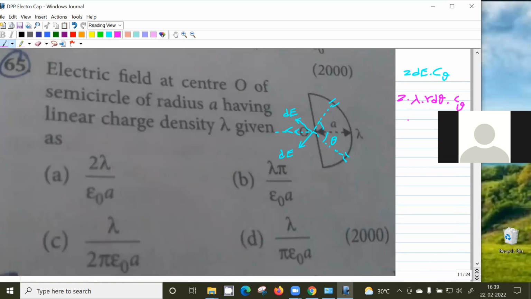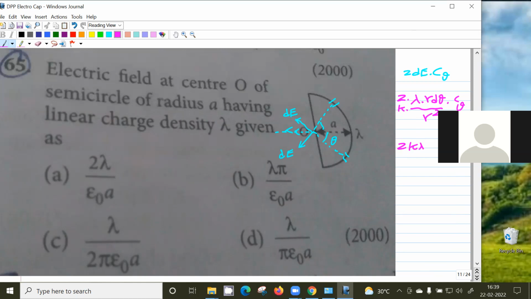Is that clear? Divided by the distance square. dE is q by r square, no? Yes, sir. And then the constant of proportionality is there, k, which is 1 by 4 pi epsilon naught. So kq by r square. Now r is constant, so the only variable is theta. So I have to integrate this from theta equal to what to what?